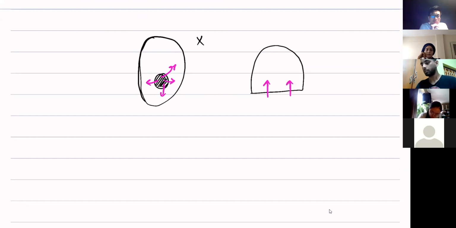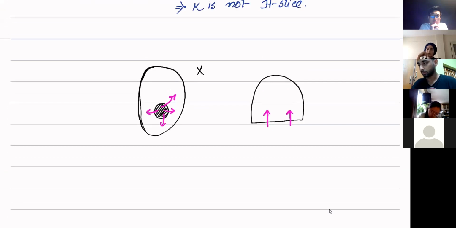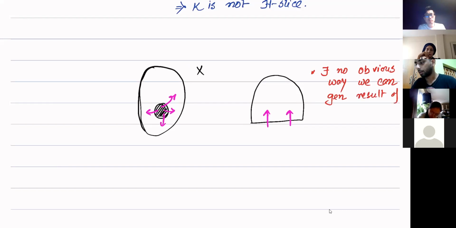So for this particular reason, there is no obvious way we can generalize the result of Mukherjee. So this is the first problem. Okay, fine. So there is no such obvious generalization, but one can also think in this way.